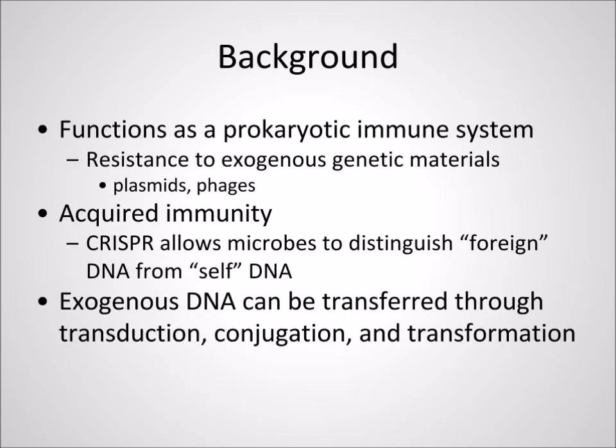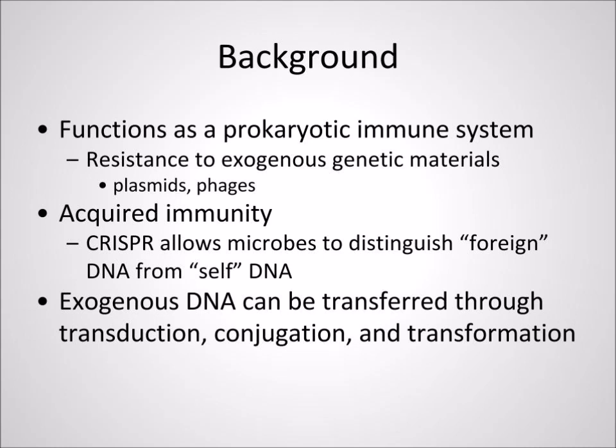In the background, it's clear that both restriction enzymes and the CRISPR-Cas system function as a prokaryotic immune system. This provides resistance to exogenous genetic materials, for example, plasmids or phages. This also acts as an acquired immunity for either the bacteria or the archaea. CRISPR allows microbes to distinguish foreign DNA from outside the cell from self-DNA from inside the cell.